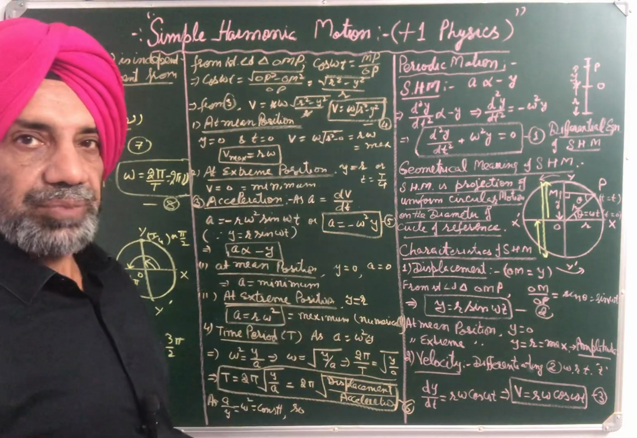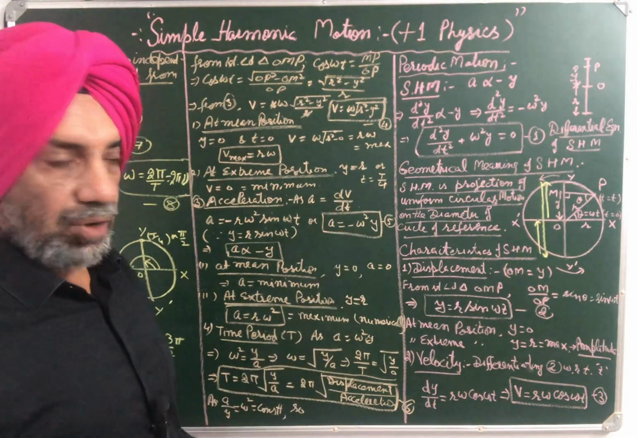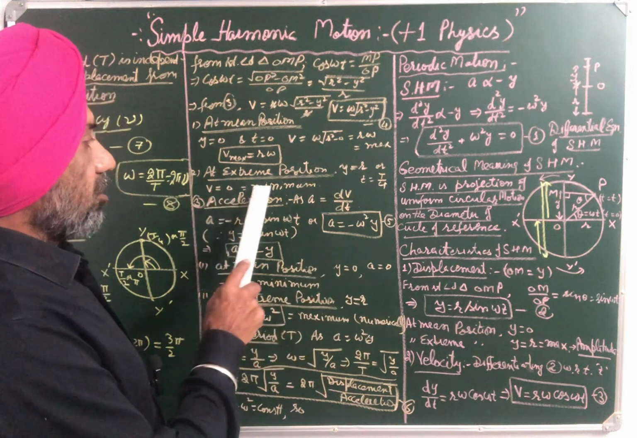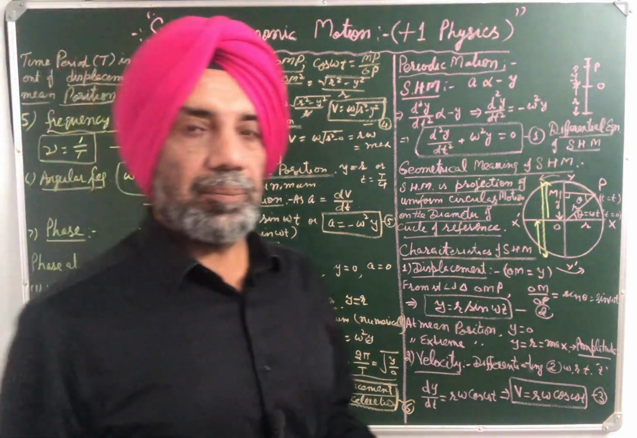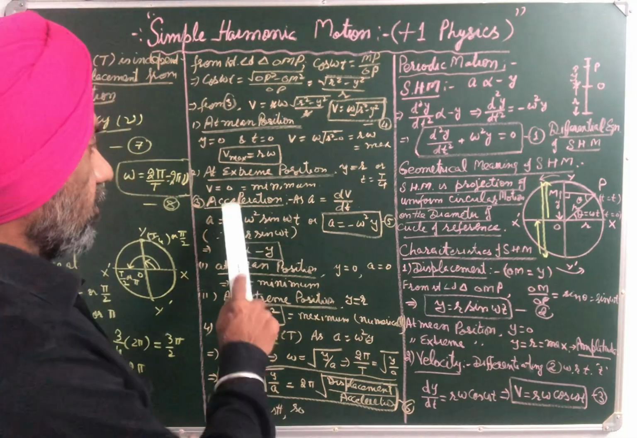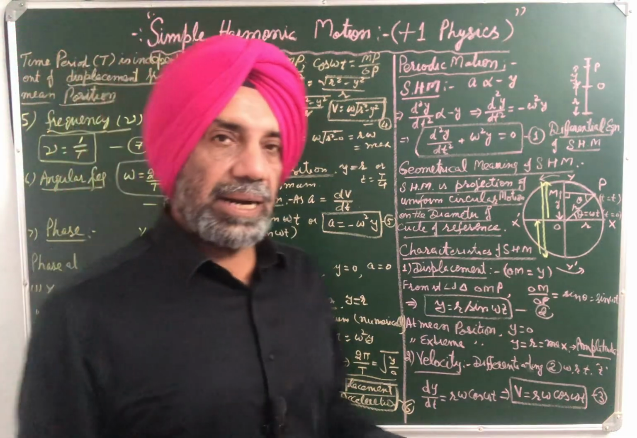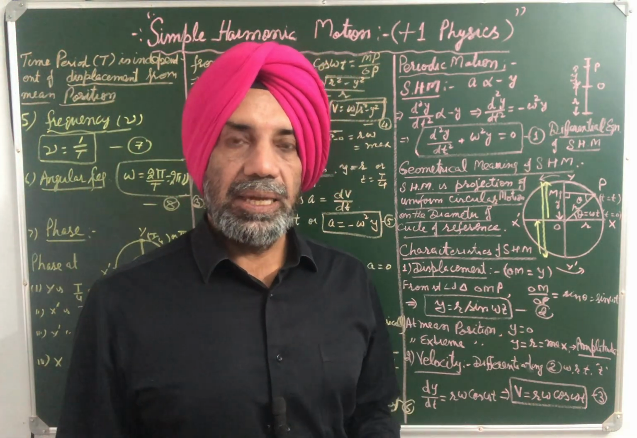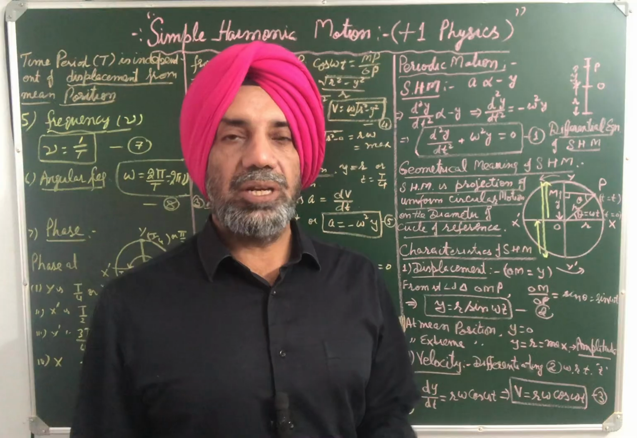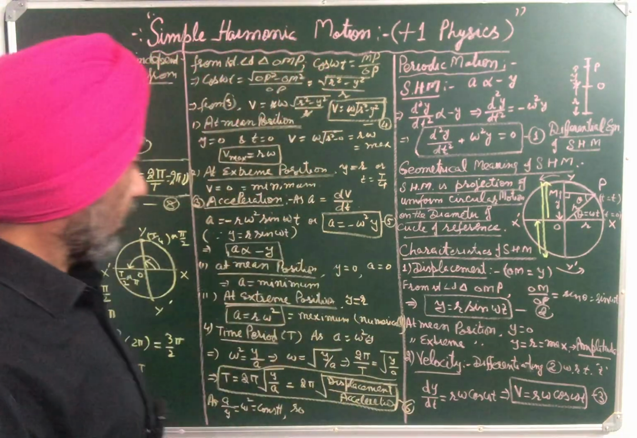At extreme position, y is equal to r or t is equal to T by 4, one fourth of the time period. Then v is equal to 0, that is velocity is minimum, because cos 90 is 0. So therefore, velocity of a particle executing S.H.M. is maximum at the mean position and minimum at the extreme position.